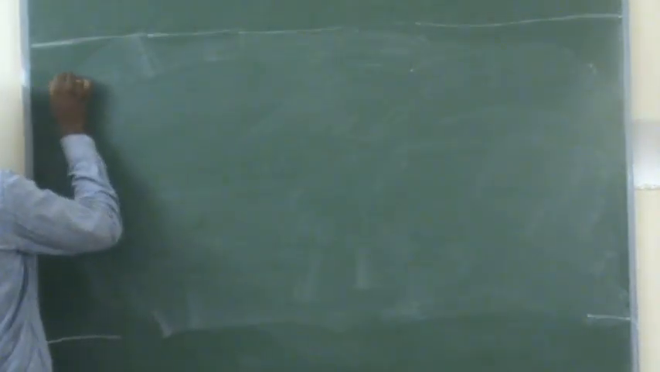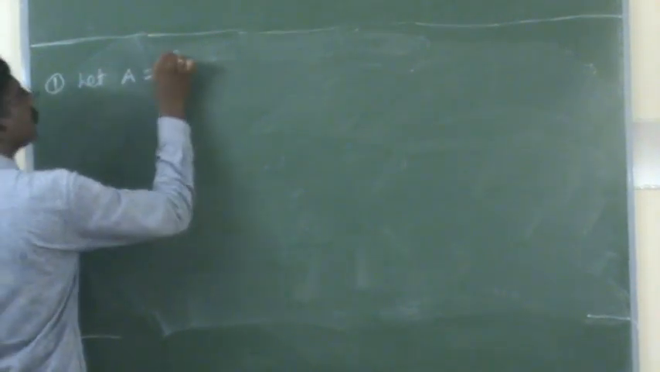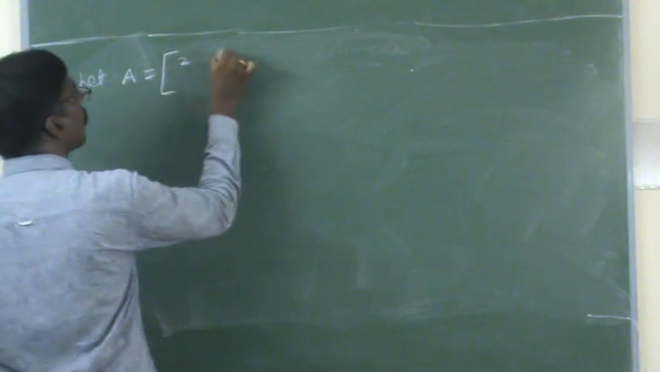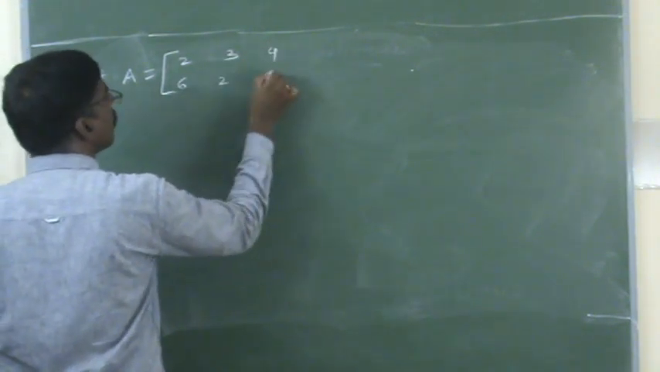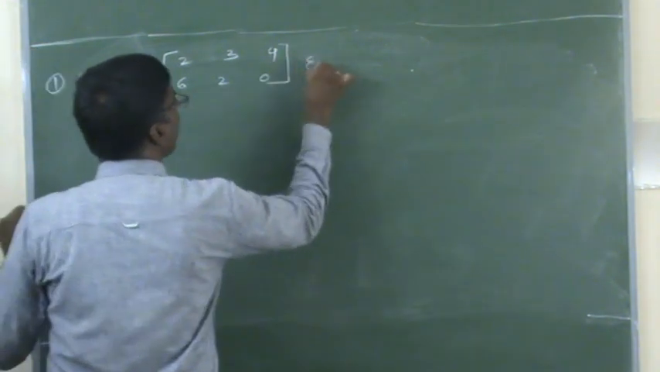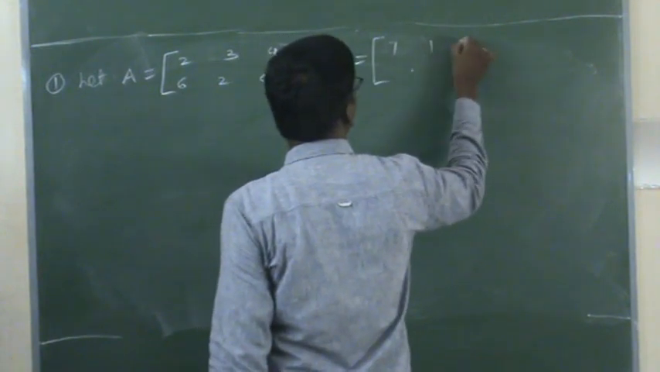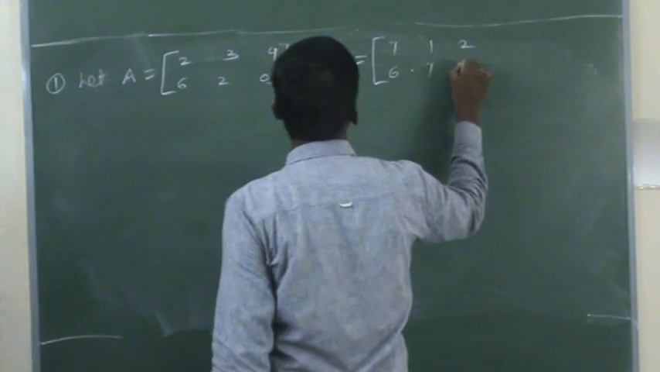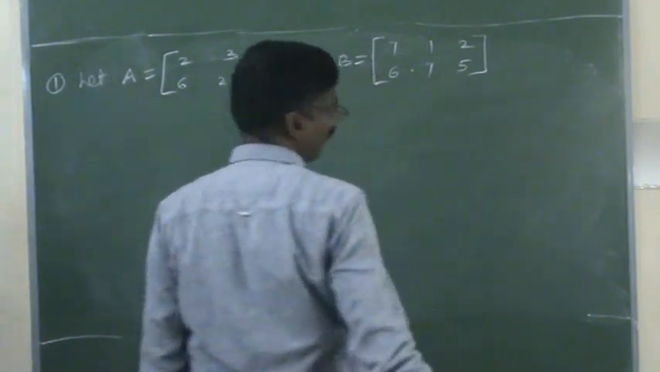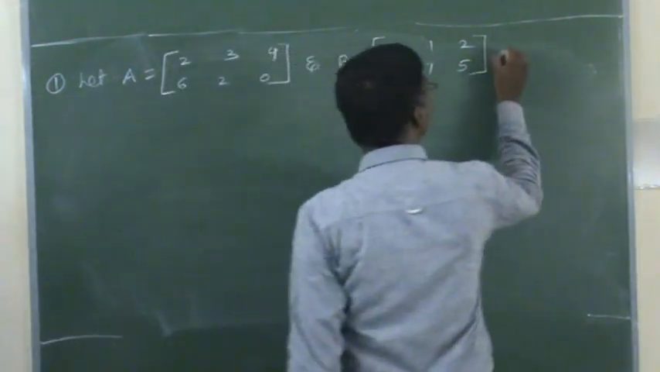Right. Coming to the example problem, I made one example problem. Let matrix A be 2, 3, 4, 6, 2, 0 and matrix B be 7, 1, 2, 6, 7, 5. Like the two examples, I took some number examples. Find.